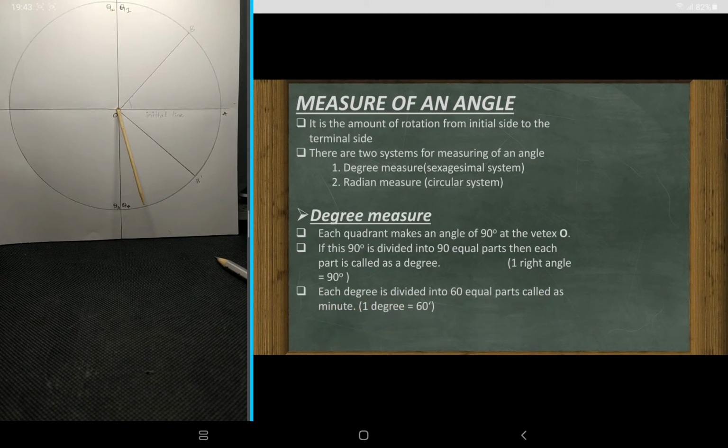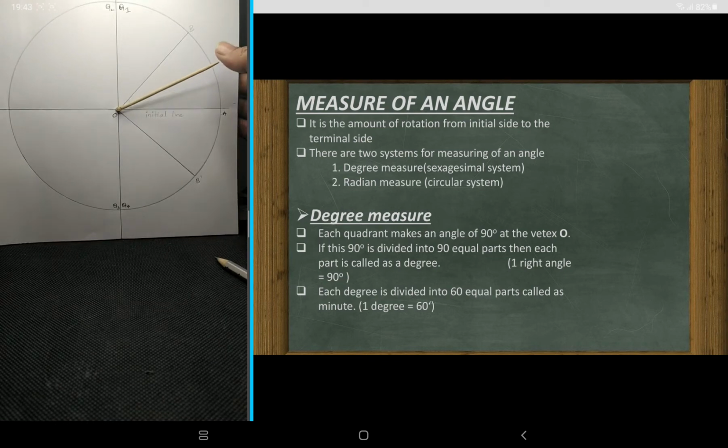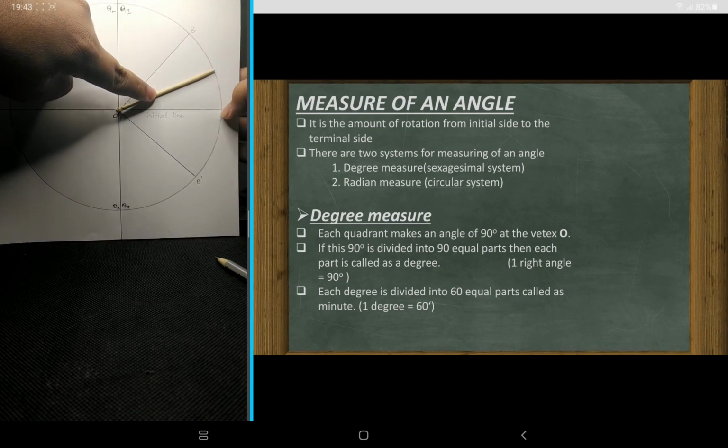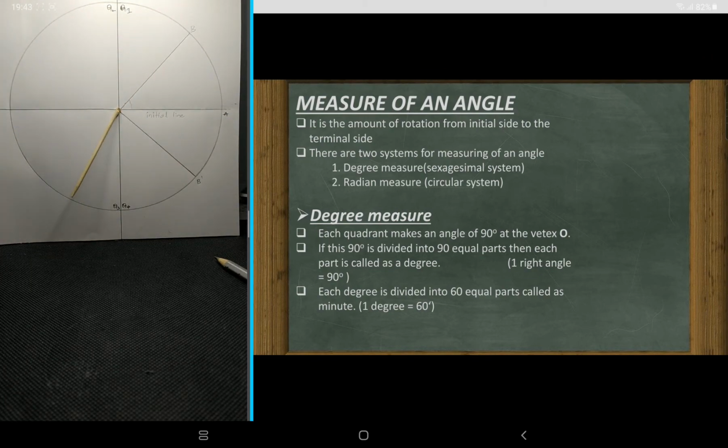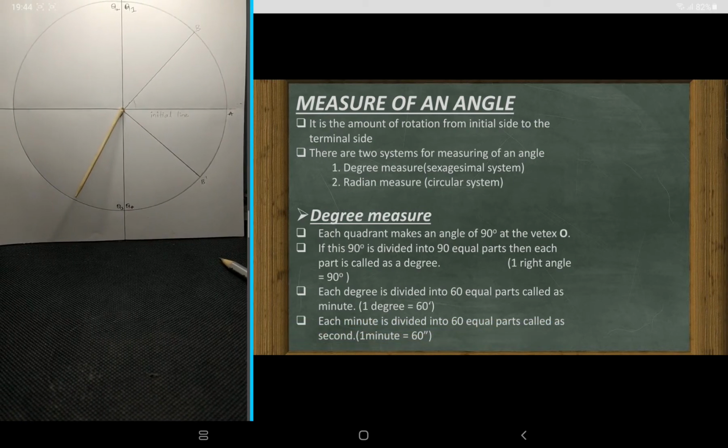I can't show you this technically, but for example, if this is 1 degree, this 1 degree is divided into another 60 equal parts, where each part is called a minute, and this minute is represented with a single inverted comma, beside 60, as you can see on the right side. 1 degree is equal to 60 minutes, and each minute is equal to 60 seconds, and how it is denoted I also showed you in the PowerPoint. So this is all about degree measure.